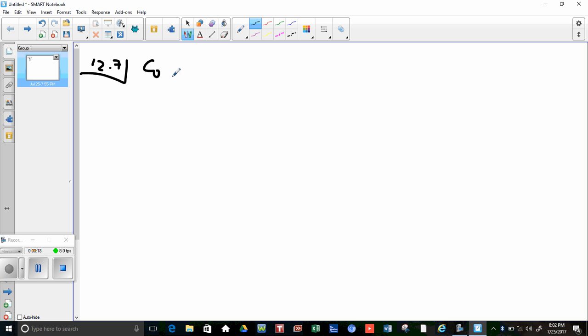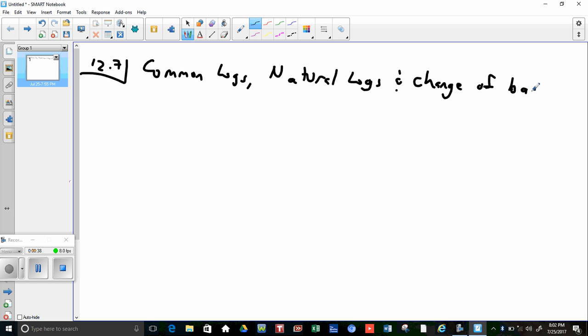We're talking about common logs, natural logs, and change of base. A lot of different topics here. But this really won't take very long to do.